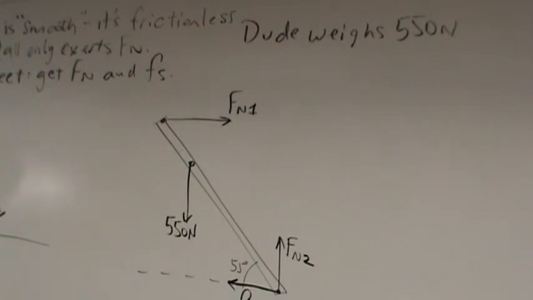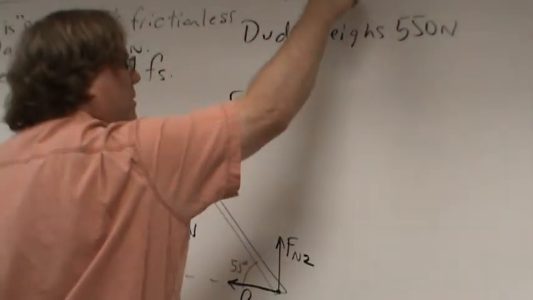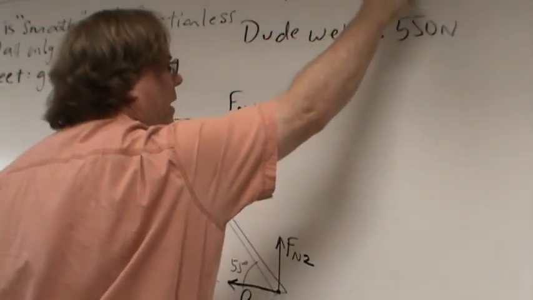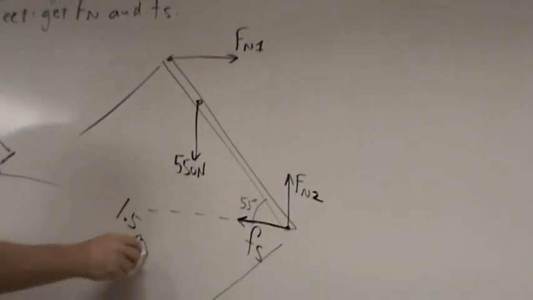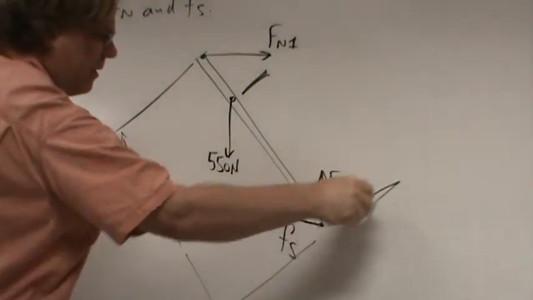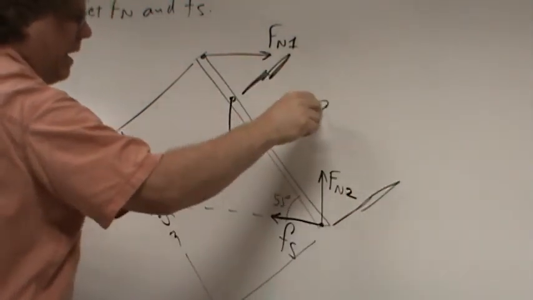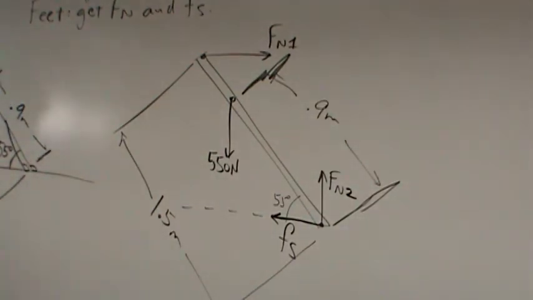Okay. Now, remember the book? The book's torque equals force times distance times sine of theta. Will I be able to use that on this problem? Well, let me label it. From here to here is 1.5 meters, and then from here to here is 0.9 meters. Will I be able to use that formula on this problem?